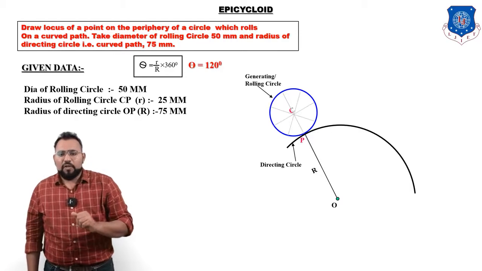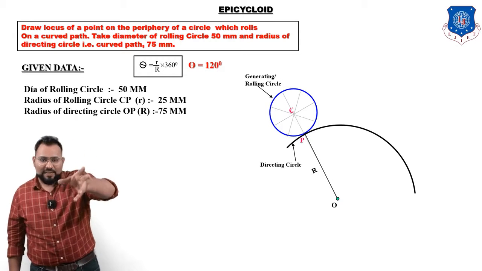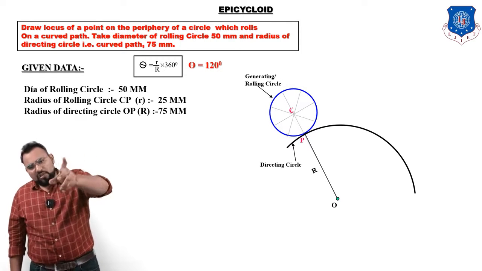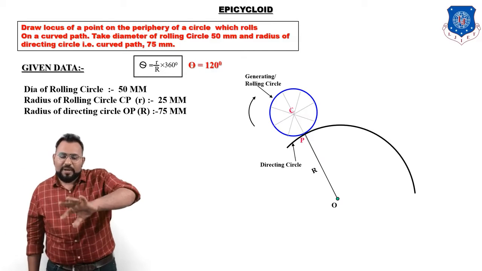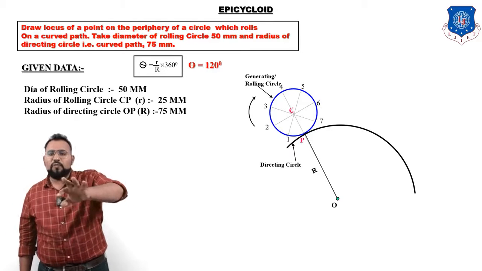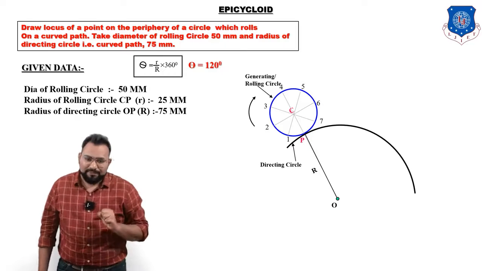Now what are we going to do? We will divide this rolling circle into 8 equal parts like this, and we will consider the rotation of this rolling circle in a clockwise direction. So we will give the numbering in the clockwise direction: 1, 2, 3, 4, 5, 6, 7 and P. So this is how we will give the numbering.